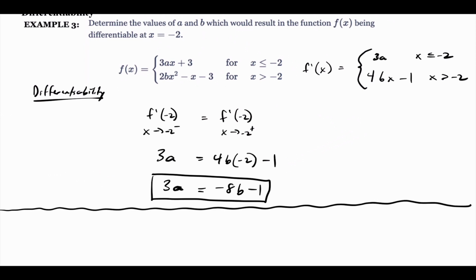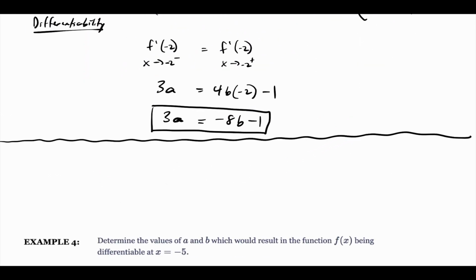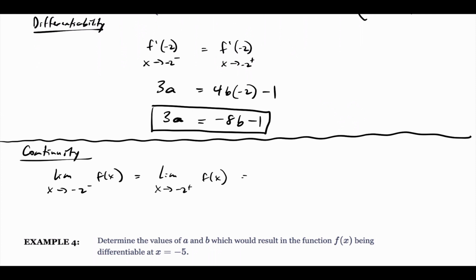I absolutely know it's continuous, because if it's differentiable, it has to be continuous. But the reason I'm going to check continuity is because I don't know what a and b are. I can't solve for a or b unless I know one of them. So I'm going to check continuity. The limit as x approaches negative 2 from the left equals the limit as x approaches negative 2 from the right, which is equal to the overall limit for f of x, which is equal to f of negative 2.